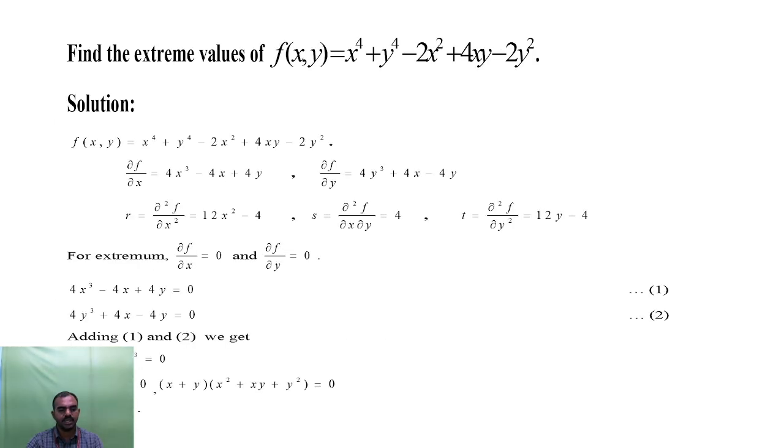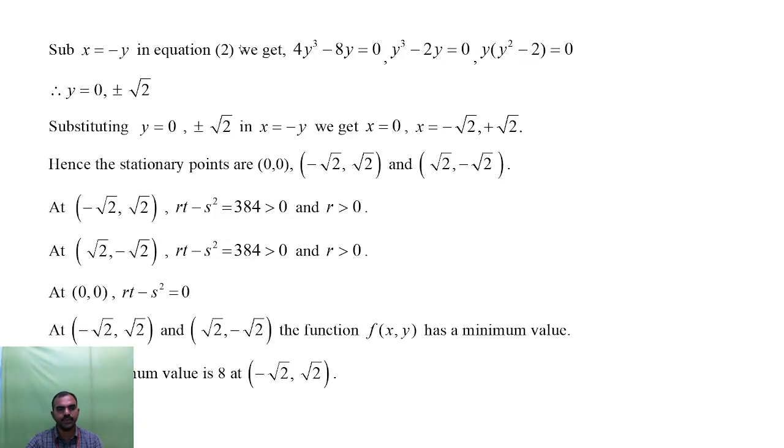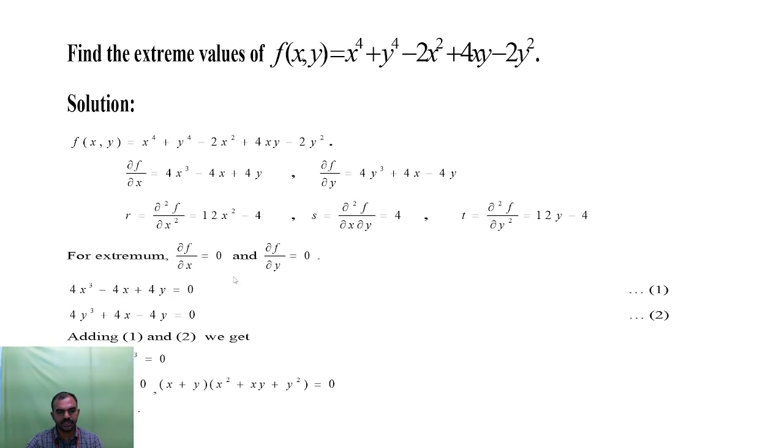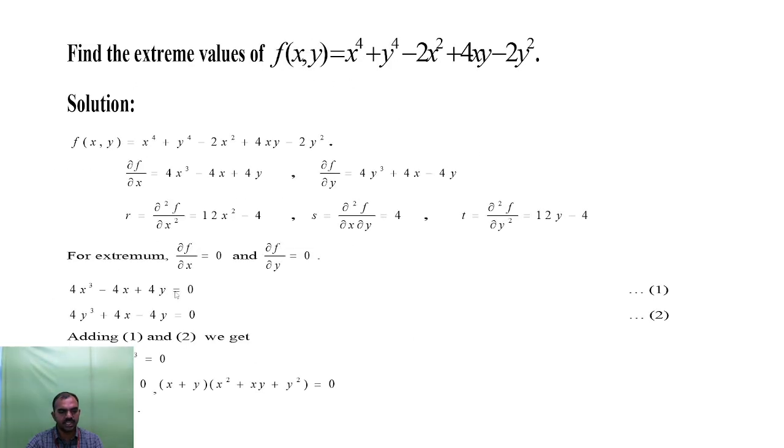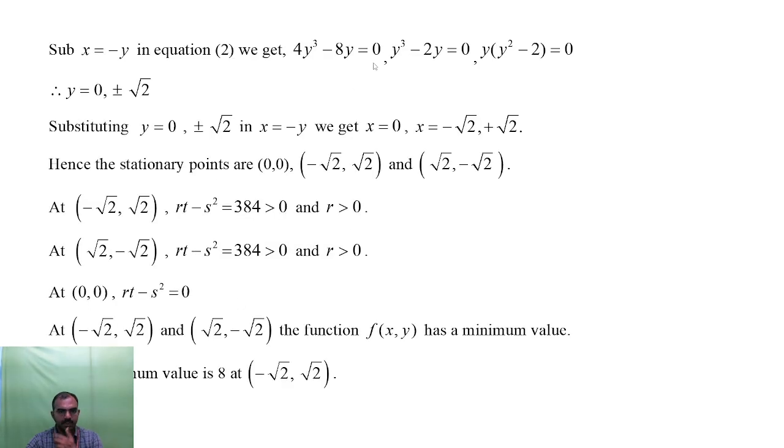First we take x equal to minus y. Substitute x equal to minus y in equation 2. So what is equation 2 in here? Substitute the x value, minus y. So what we get? 4y cube minus 8y equal to 0. Already minus 4y in here, so minus 4y minus 4y minus 8y equal to 0.